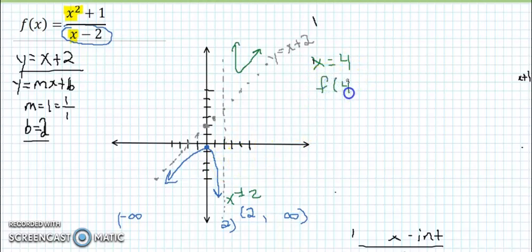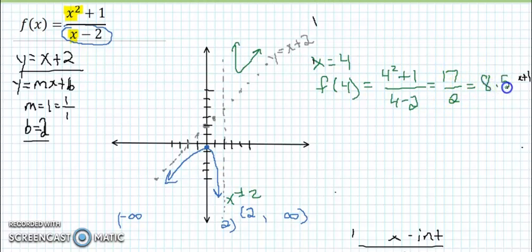All right, so I'm going to plug 4 into this function. So 4 squared plus 1 over 4 minus 2. So that's 16 plus 1, 17 over 2. So that's 16 over 2 would be 8, and then you'd have 1/2 left over. So that's 8.5. So yes, when x is 4, 1, 2, 3, 4, here's 4. The y coordinate is 8.5.